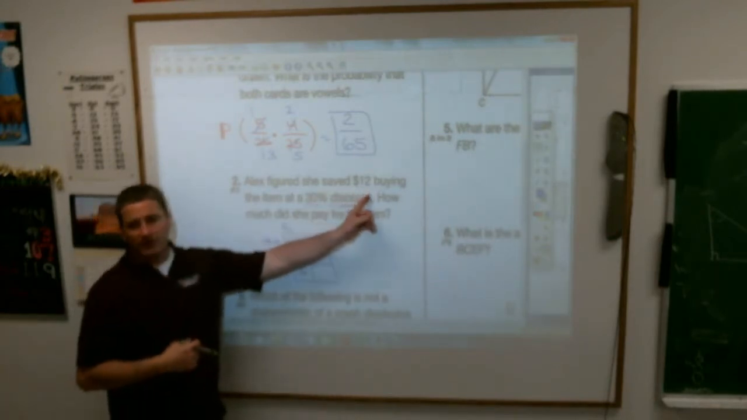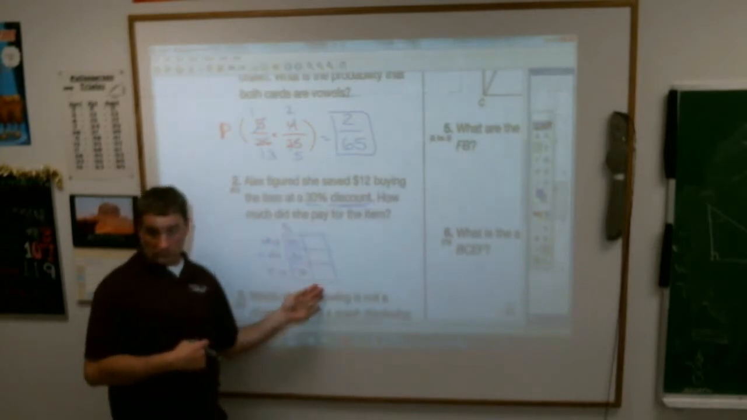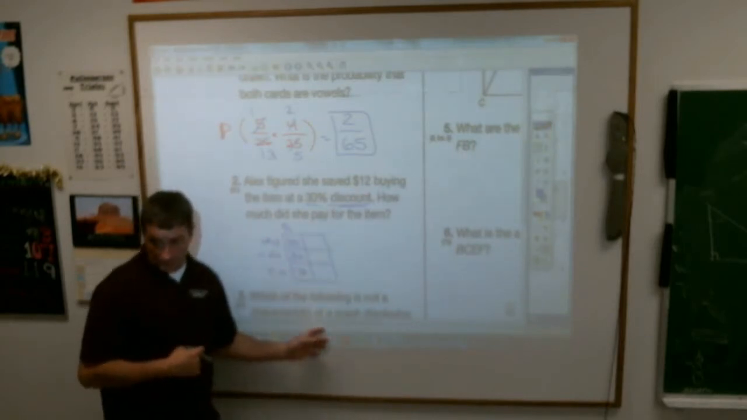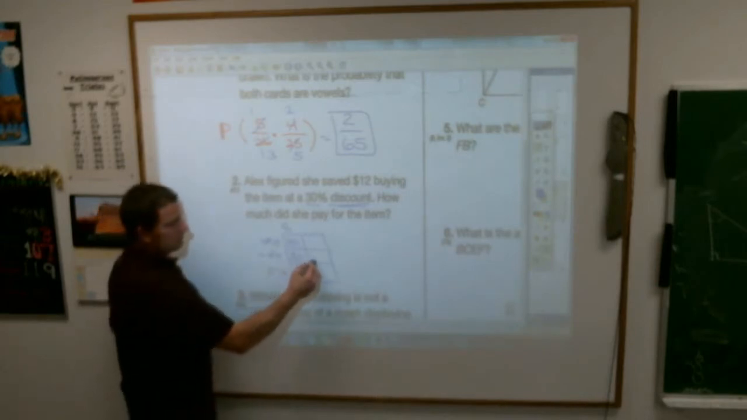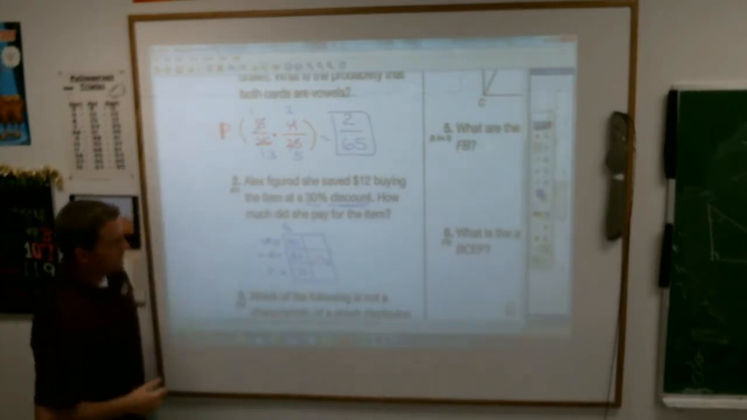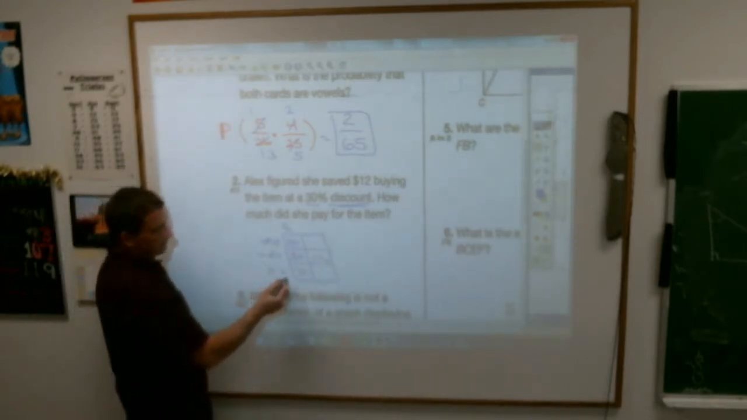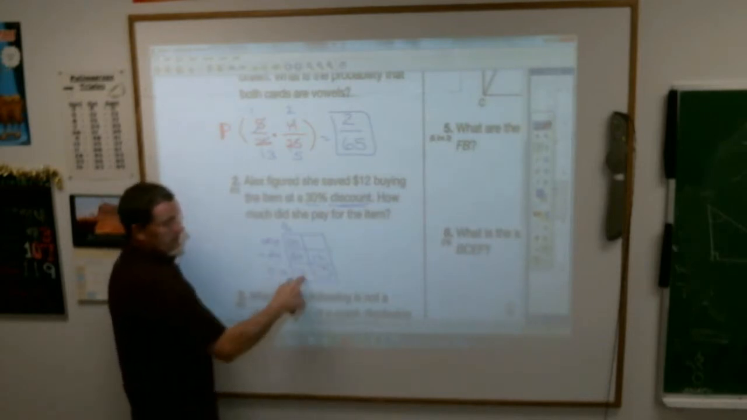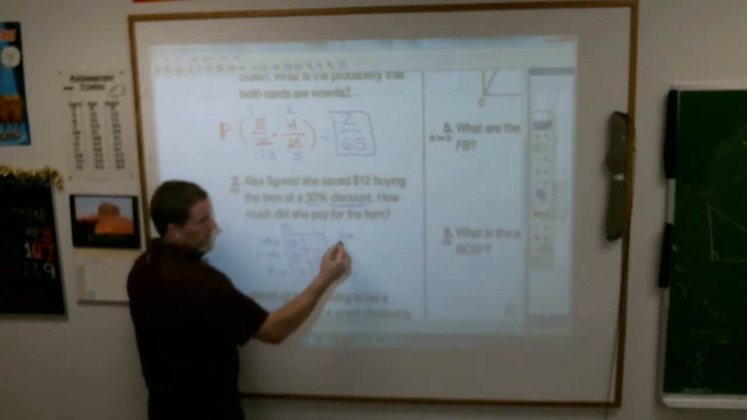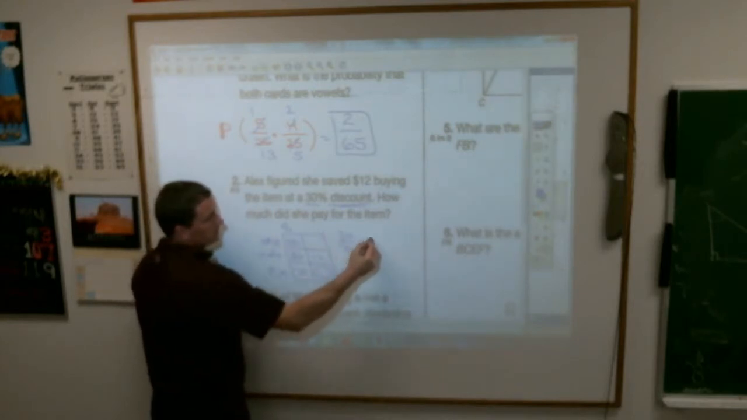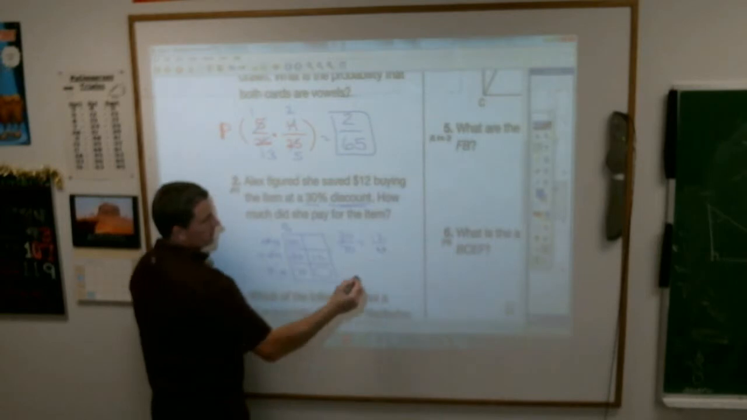Now what do I know? She saved $12. Is that how much the thing cost? How much the discount was, or what the final price was? That's how much her discount was. So it's $12. How much did she pay for the item? You just want to know the final number. And it's just equal fractions here. 30 over 70 equals 12 over what number?